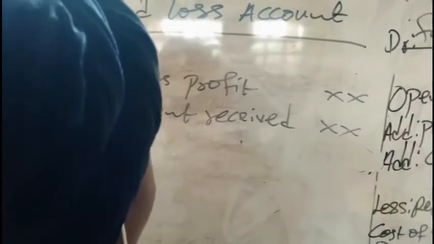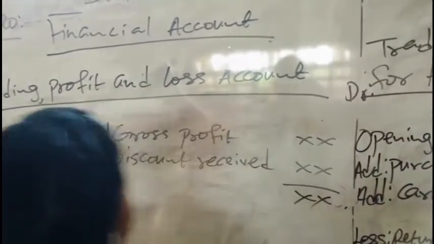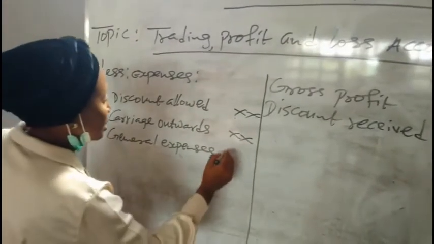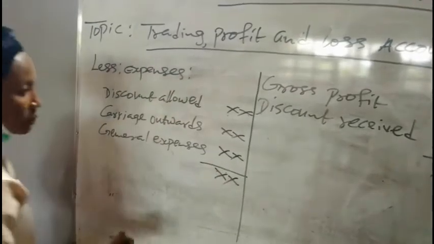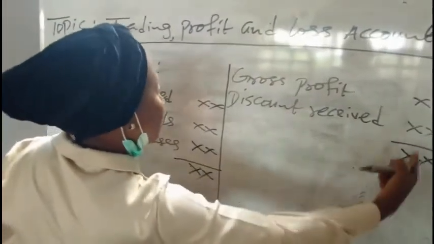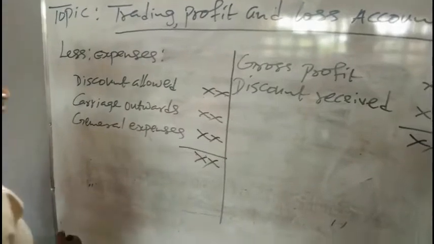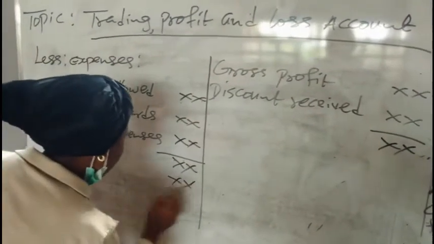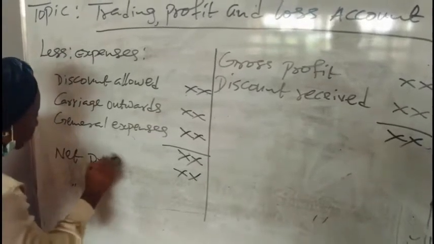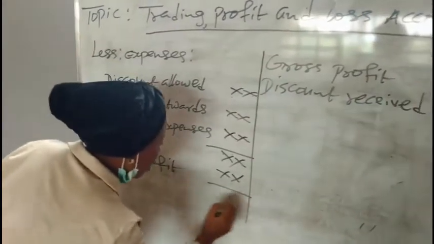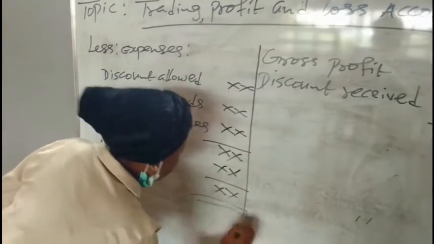Now, for you to arrive at the net profit of the business, you add your gross profit plus your discount receipt. You bring your figure here. Then you go to the expenses and add all your total expenses together. After adding the total expenses together, the total gross profit minus total expenses is equal to your net profit, which is the actual profit of the business.